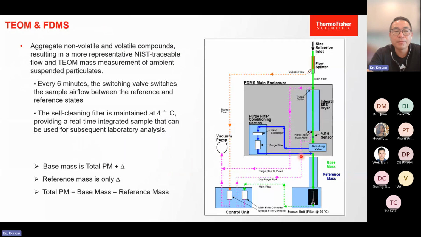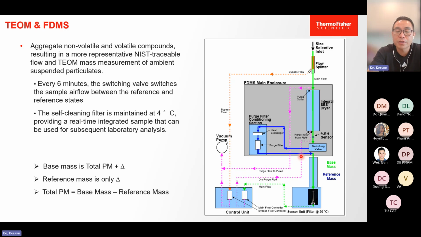Okay, let's discuss the FDMS. The main purpose of the FDMS is to measure the volatile portion of the particle.